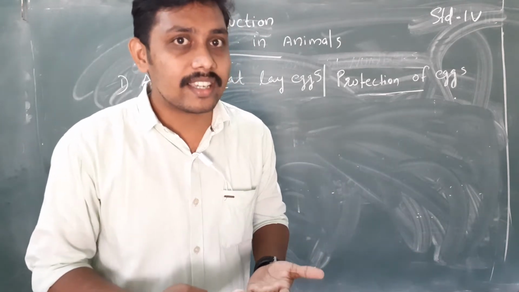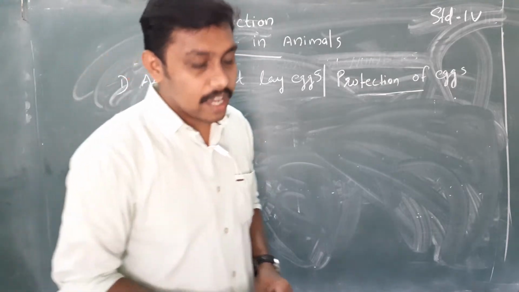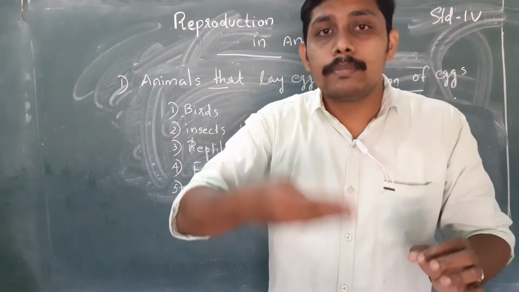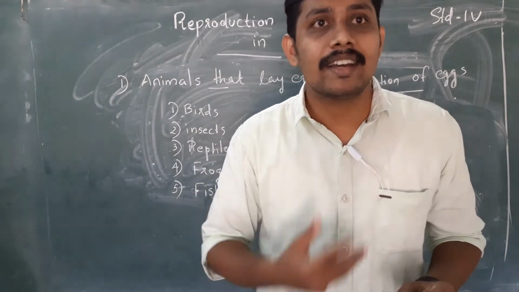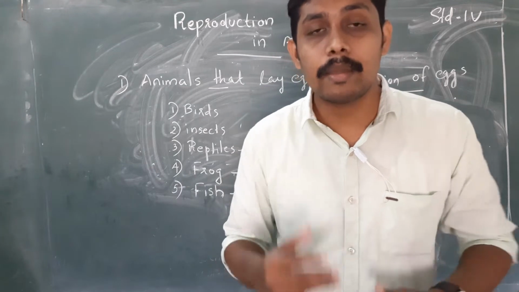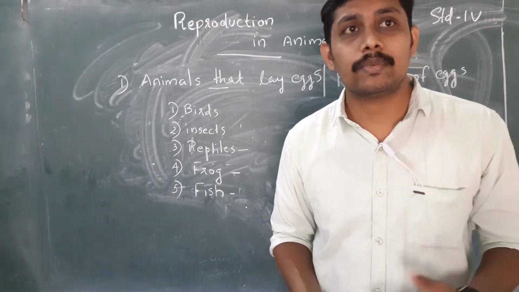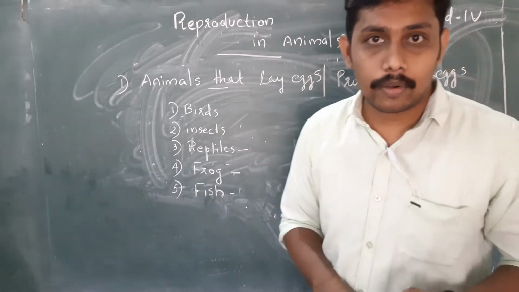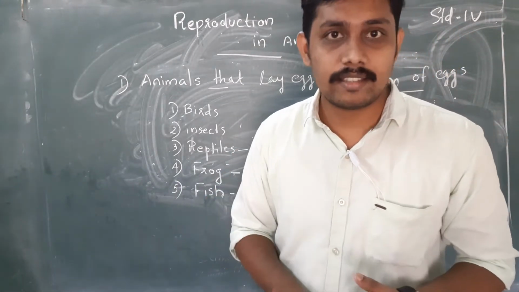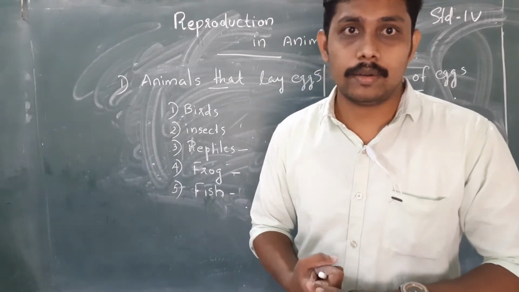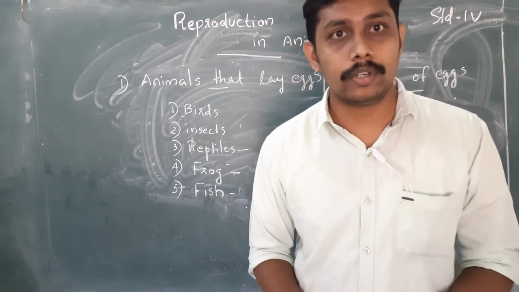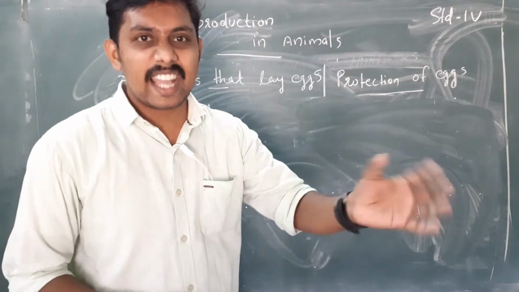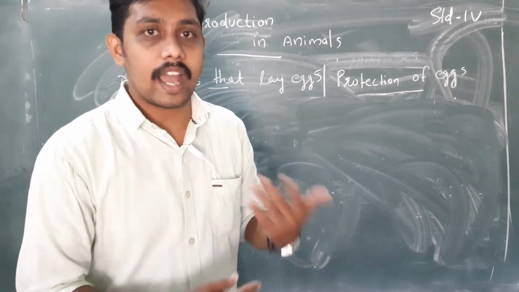What do you mean by hatching? Hatching is the process by which the young ones come out from the eggs by breaking the eggshell. That is the process of hatching. In the case of reptiles, crocodiles, lizards and snakes, they lay eggs on the ground. From the ground, the eggs get warm and hatch.